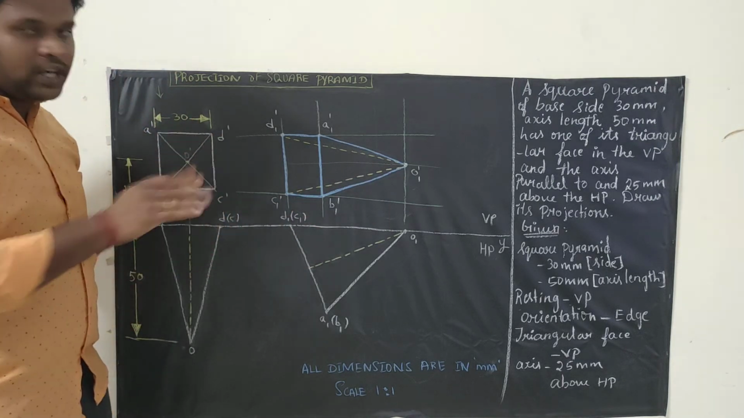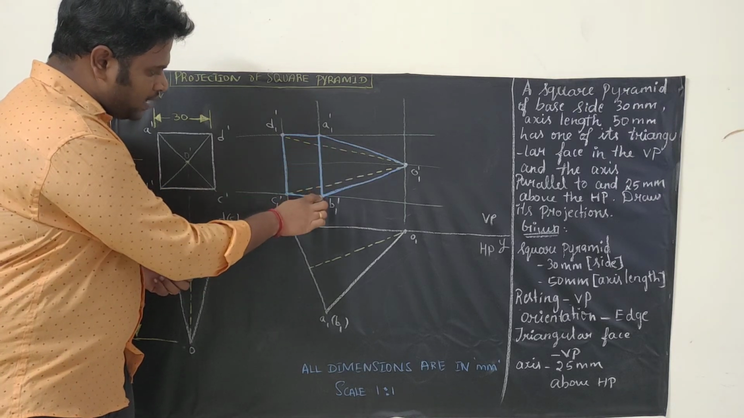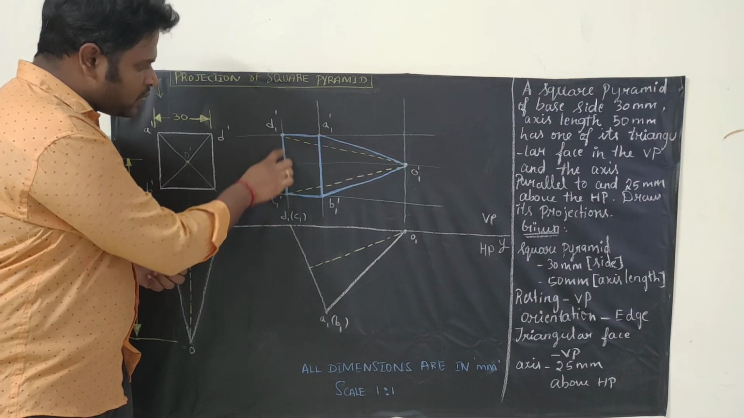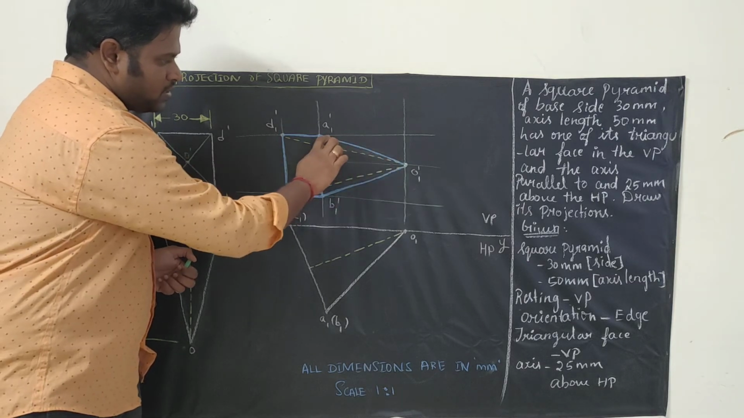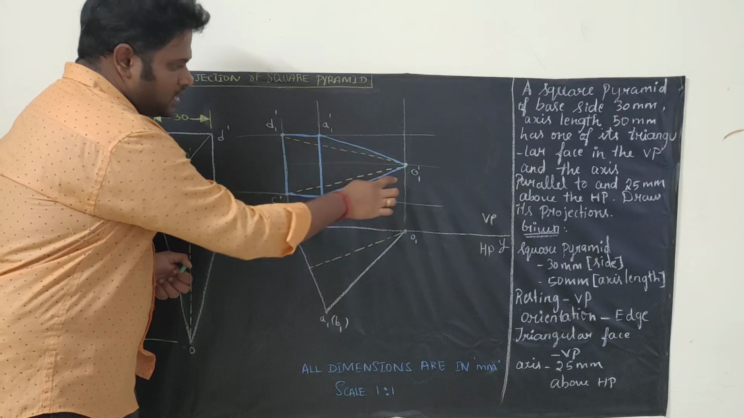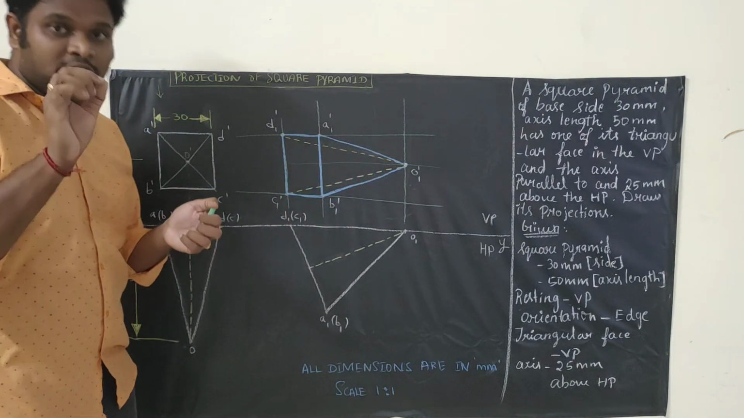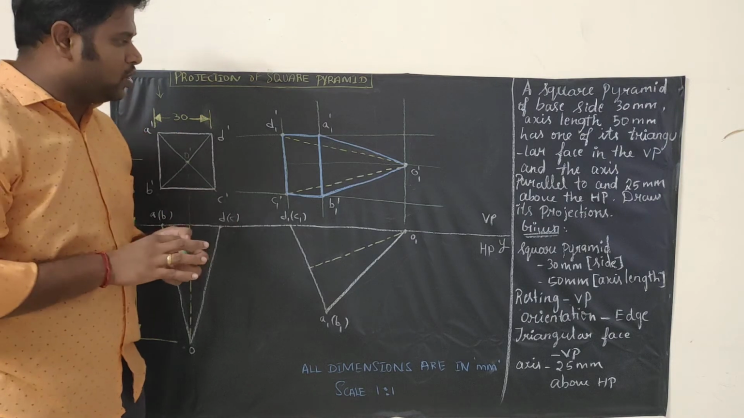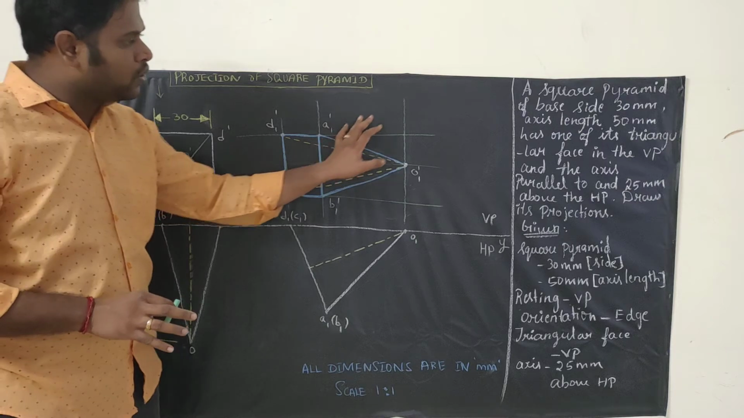Next is join remaining edges. How I am joining? A1 dash to B1 dash, B1 dash to C1 dash, C1 dash to D1 dash, D1 dash to A1 dash. Then you have to join this edge, O1 dash to A1 dash and O1 dash to B1 dash. So you have to join these things with your HB pencil. It should be very dark, okay, because this is my solution.